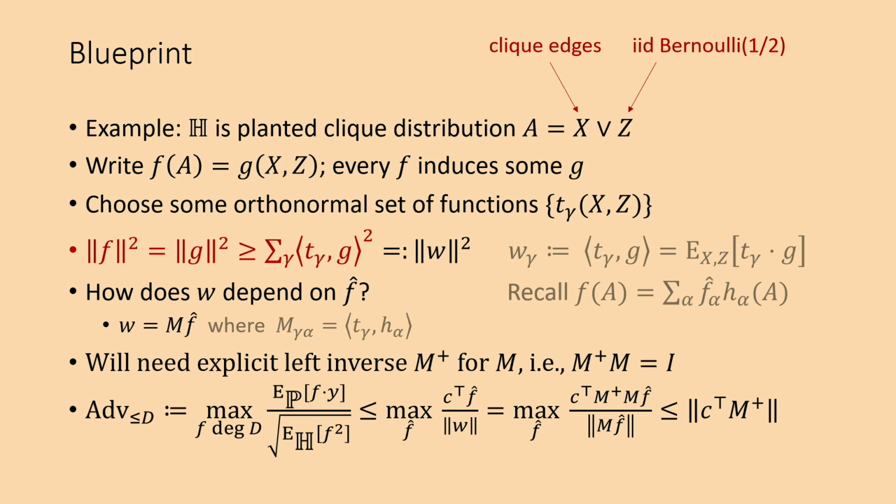Right, so I can prove a lower bound on the f norm by saying, well, it's the same as the g norm because g and f are the same, and I use the fact from Hilbert spaces to do this bound. And I'm just going to define the w's to be these coefficients that appear here. Okay? So now we've lower bounded this thing.